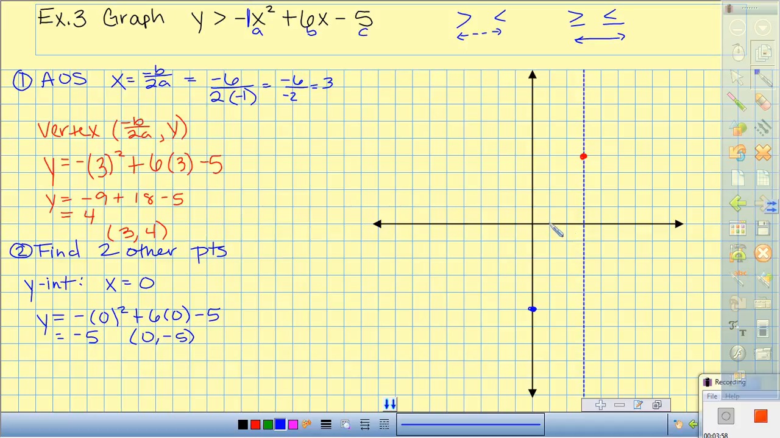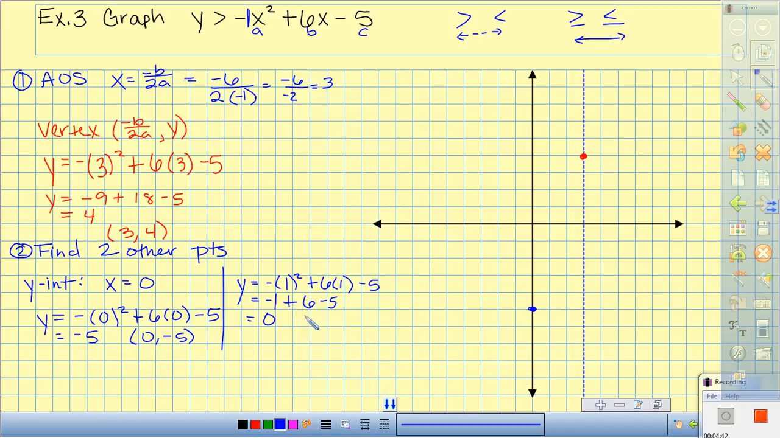I think I'll use x as 1 because plugging in a 1 is usually pretty easy. So I'm going to use 1 to plug in. So I have y equals negative 1 squared plus 6 times 1 minus 5. 1 squared is 1, negative 1, opposite of 1 is negative 1, plus 6 times 1 is 6 minus 5. So negative 1 plus 6 is 5 minus 5 is 0.